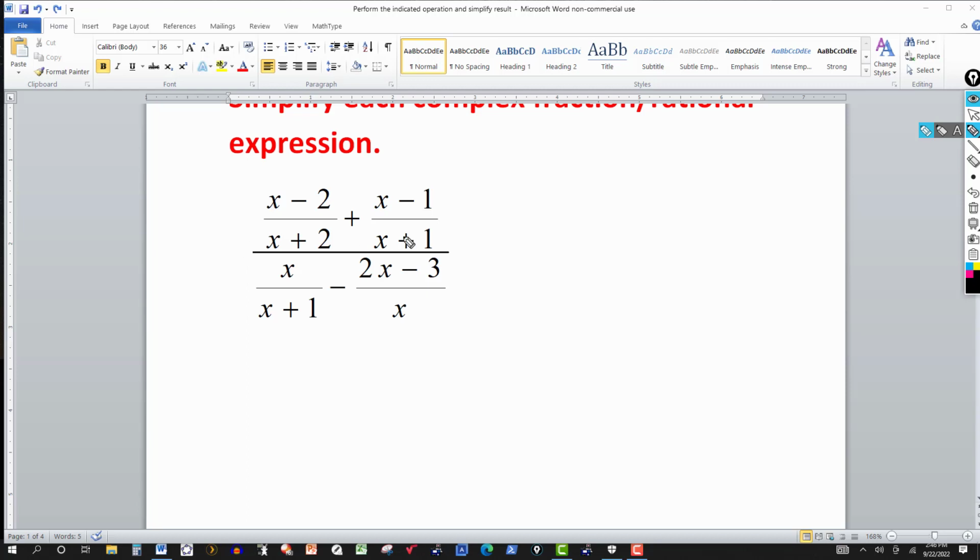But what you would do here is, again, same thing we did with the regular complex fraction. Multiply both numerator and denominator by the LCD. So the LCD here, the denominators for these 4 fractions are x plus 2, x plus 1, x plus 1, and x. So the LCD will have factors of x plus 2, x plus 1, and x.